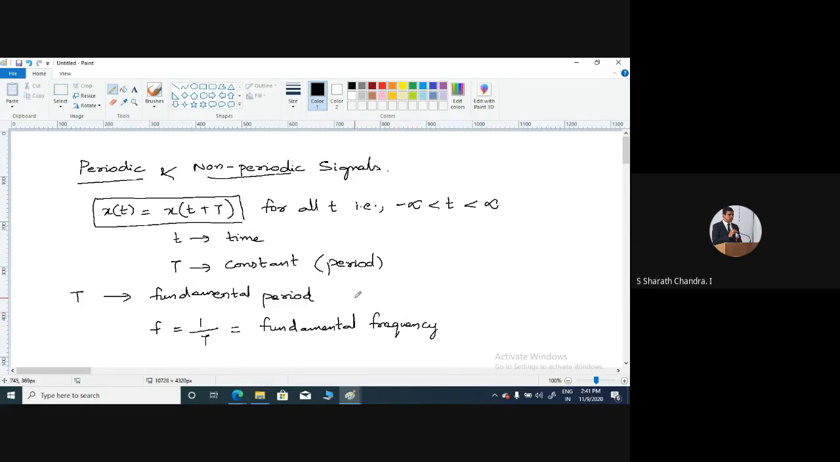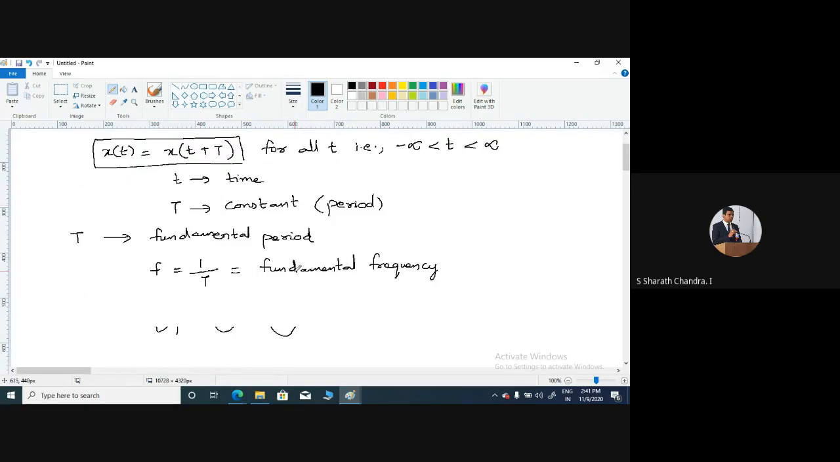The angular frequency is given by omega is equal to 2 pi times this fundamental frequency, or this can be represented as 2 pi by capital T. Therefore, you can always say that the fundamental period capital T is equal to 2 pi by omega. You can also say it in this way.